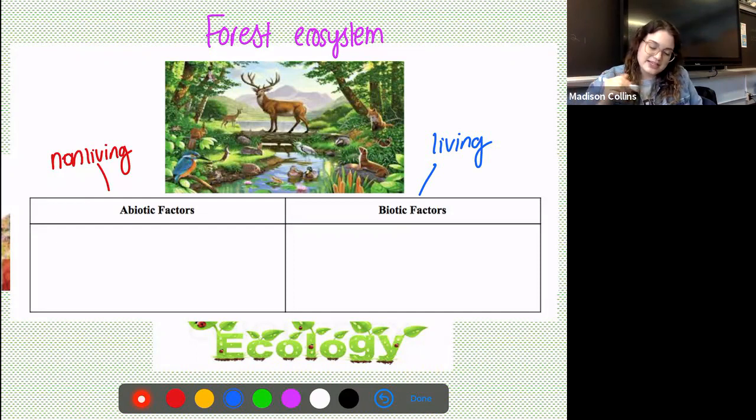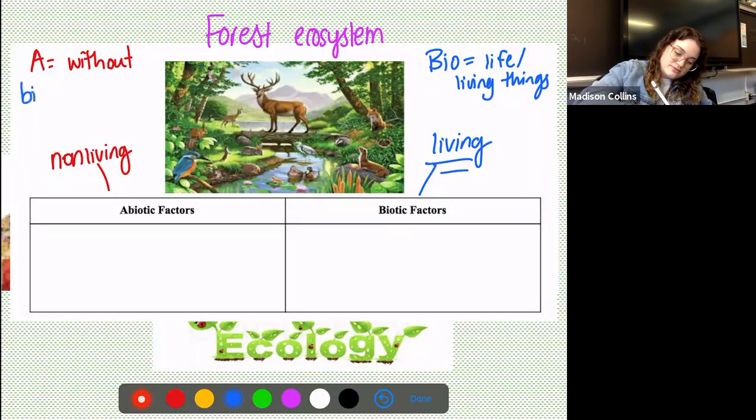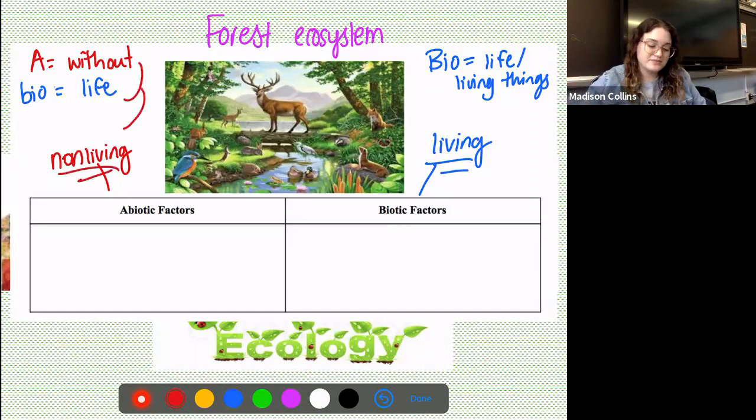Now, I realized on the last page, I forgot to break down these words for you, as I always do. So remember that whenever we see this word bio, we're talking about life or living things. And whenever you see the prefix a in front, it just means without. So biotic means living. And abiotic means non-living or without life. So let's start with biotic factors. What are the living factors in this environment?